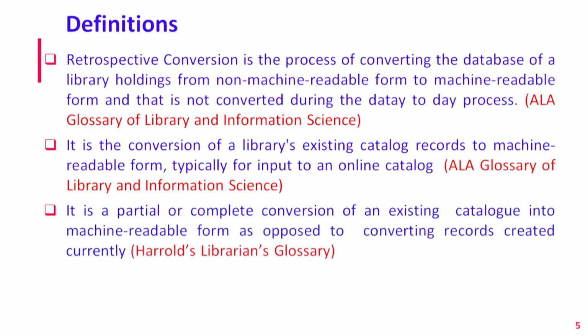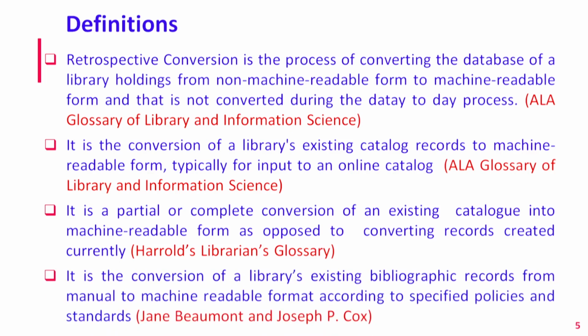Harrod's Librarians' Glossary says that retrospective conversion is defined as the process, or a partial or complete conversion, of an existing catalog into machine readable form, as opposed to converting records created currently. Another definition is given by two personalities, Jane Beaumont and Joseph P. Cox. According to them, retrospective conversion is the conversion of a library's existing bibliographic records from manual to machine readable format according to specified policies and standards.